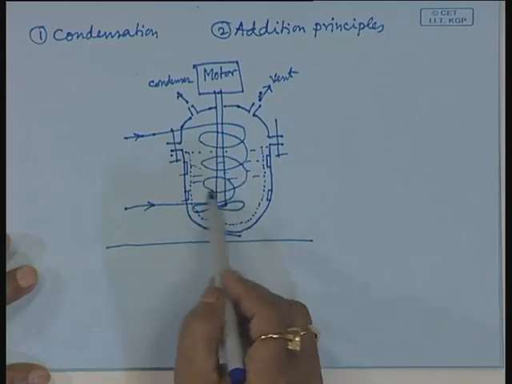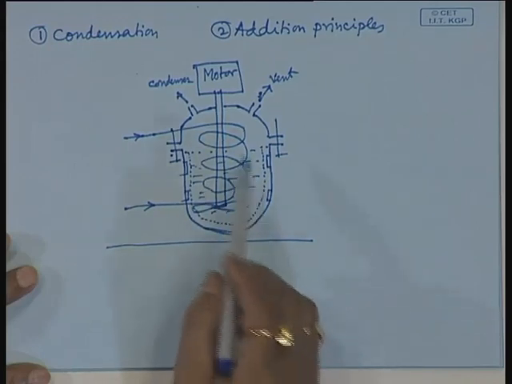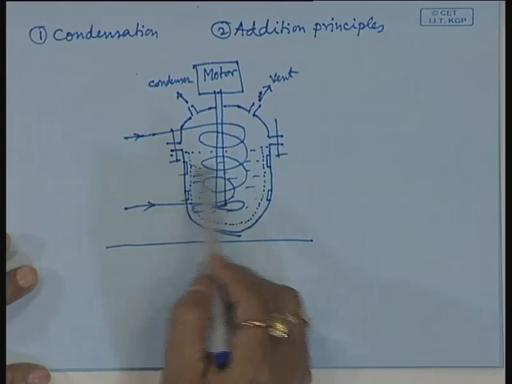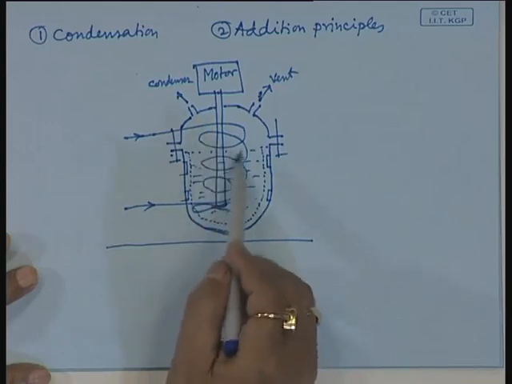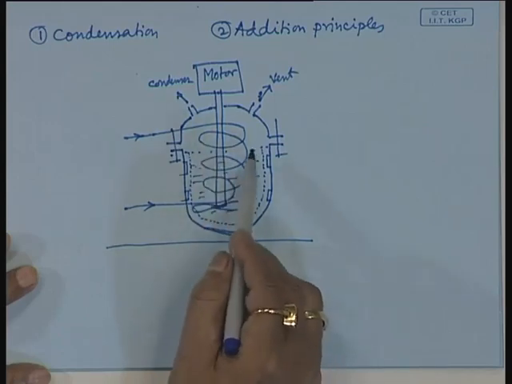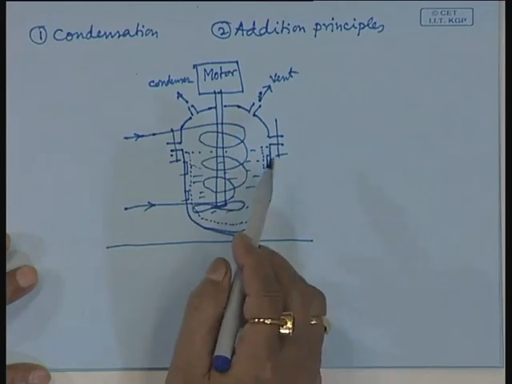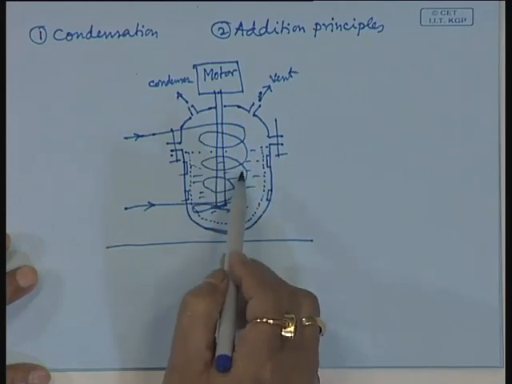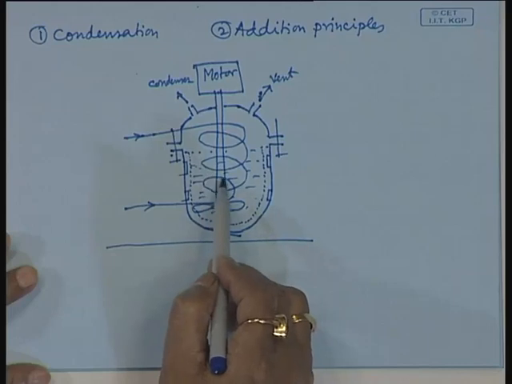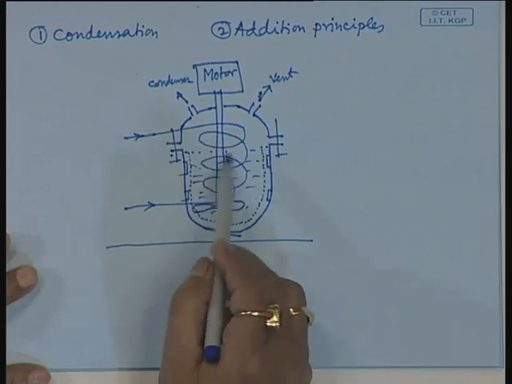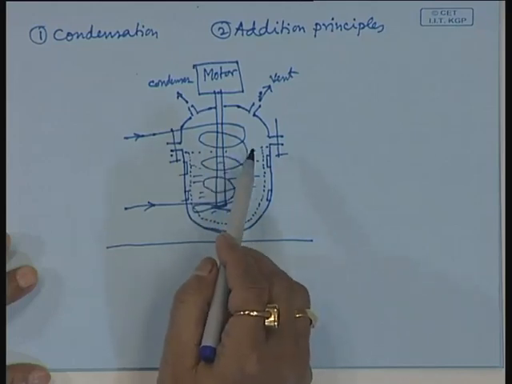Actually, I am a little wrong, I should show this coil from there. So actually it remains immersed in the liquid inside this kettle. So heat is supplied. Here is the heat transfer surface, the surface of this tube provides you the heat transfer surface.